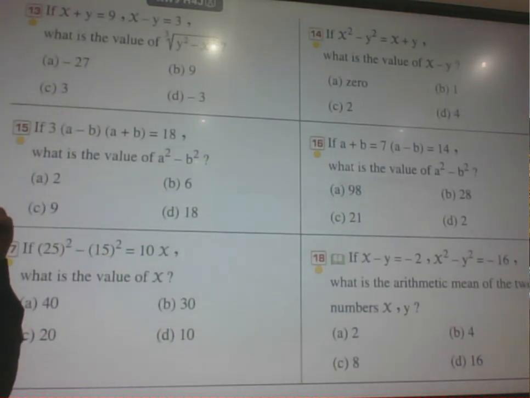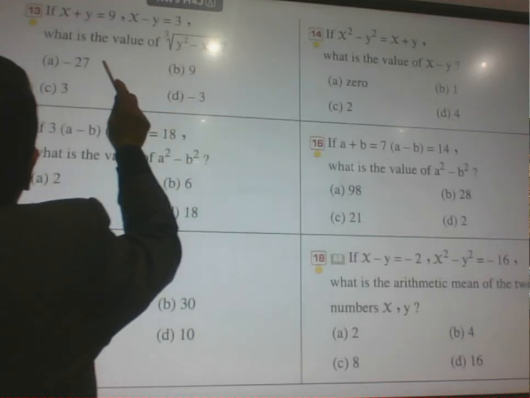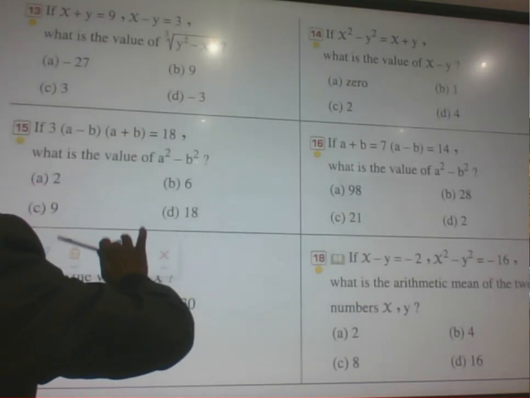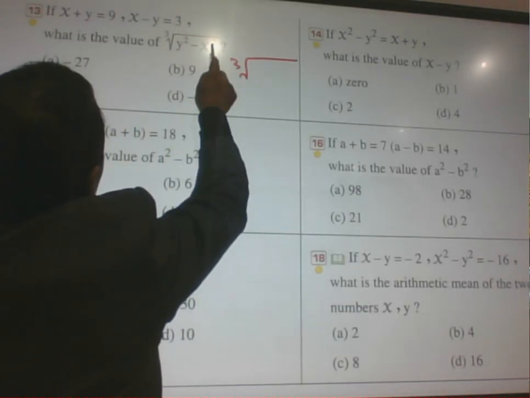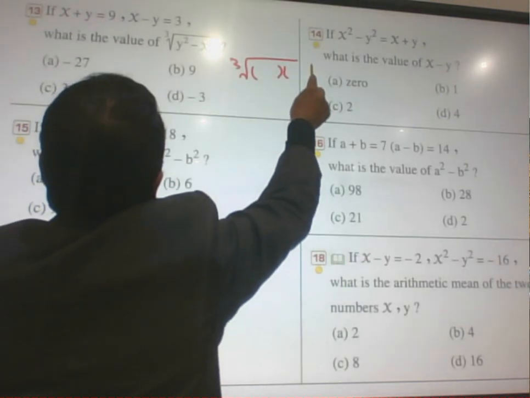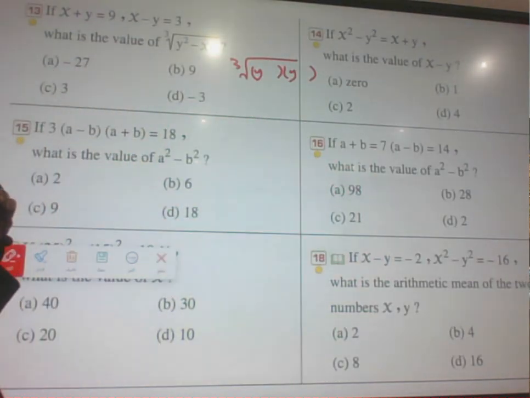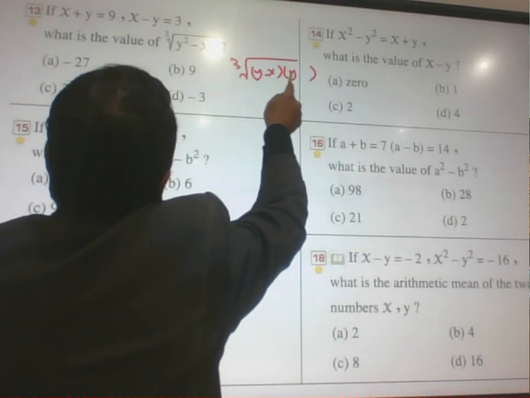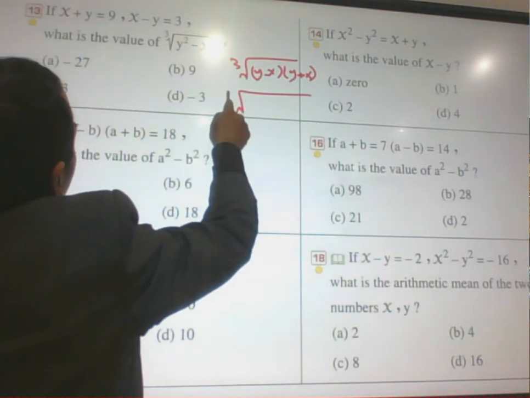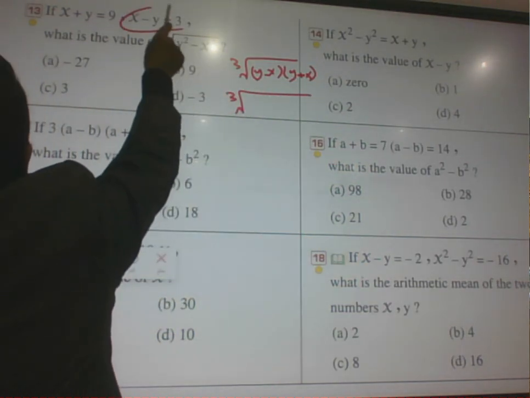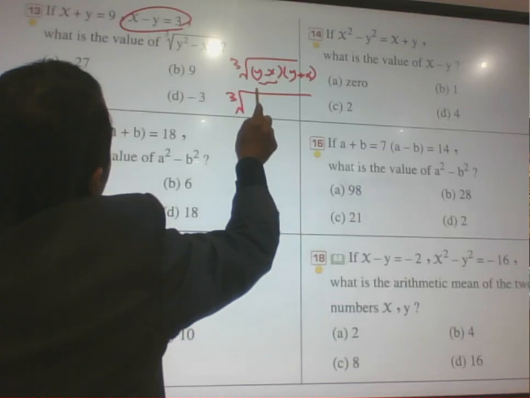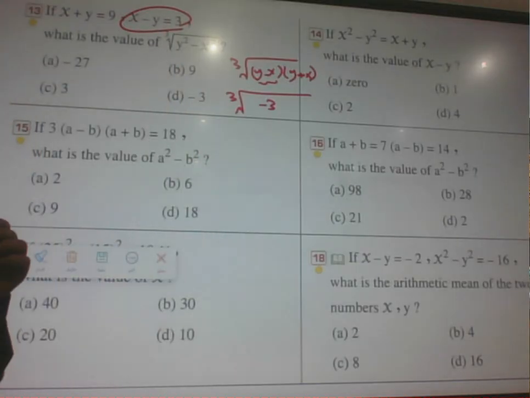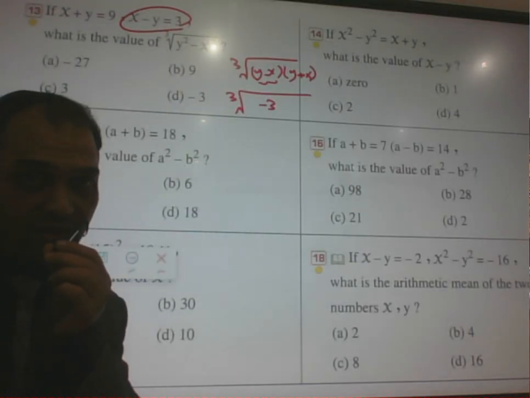Okay, he wants to find the cubic root of y power 2 minus x power 2. First, we can write this expression in the simplest form, cubic root of the first, it will be y by 2, right? Y power 2 minus x power 2 is y minus x product together with y plus x. And the value of x minus y is 3. But this is y minus x, so the additive inverse of this expression will be negative 3. Okay, my students, x minus y equals 3, then y minus x equals negative 3, the additive inverse, okay?